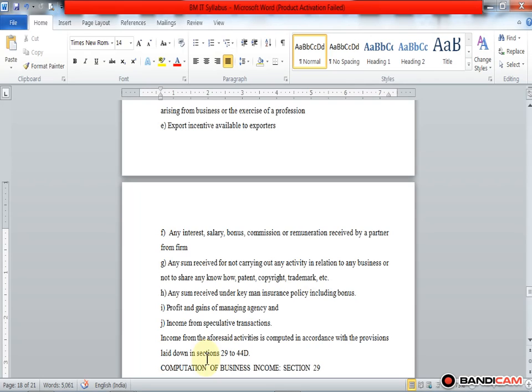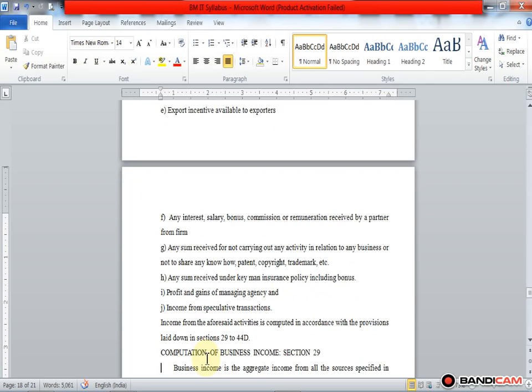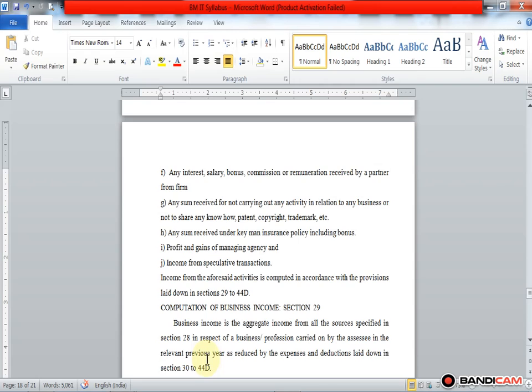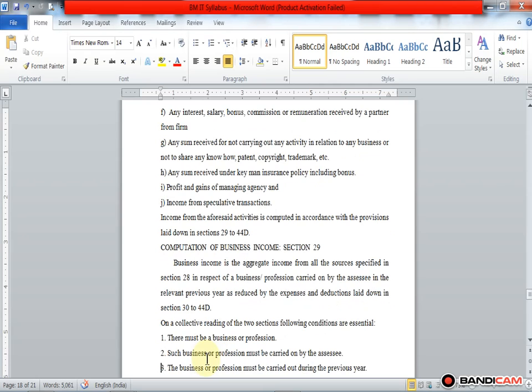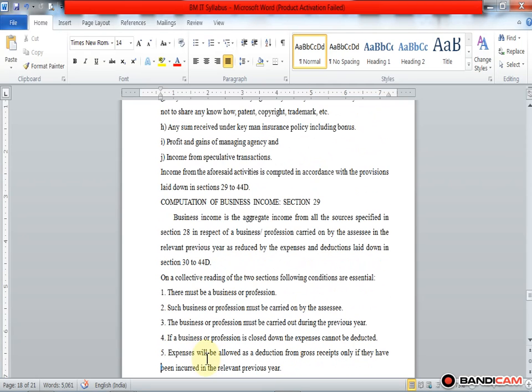Income from the aforesaid activity is computed in accordance with the provisions laid down in sections 29 to 44D. So the aforesaid activities are computed in accordance with the provisions given in the Income Tax Act 1961 under section 29 to 44D. Here, computation of business income. First of all, we study how to compute the taxable income of business. So here, computation of business income under section 29.